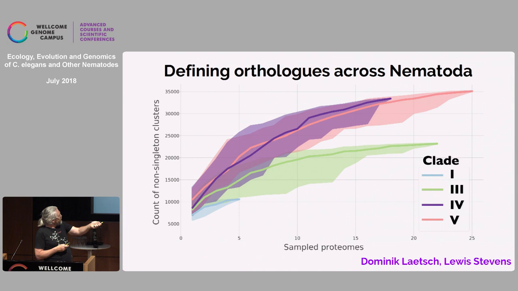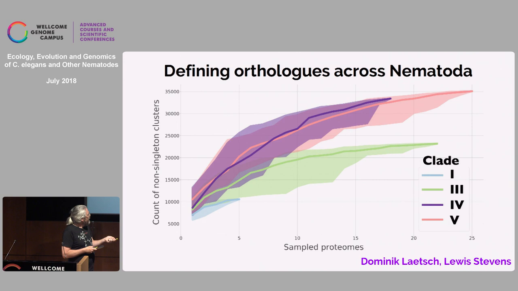What's really surprising is clade 3, which is a clade which is full of parasites. There are no free-living species in here. Clade 3, the asymptote looks to be heading for 25,000 proteins at maximum. So this is not because of undersampling of clade 3. We sampled right across the diversity of clade 3. It's not because of the close relatedness of the nematodes in clade 3. We sampled from right across the phylogenetic disparity in the clade. So it does look really like clade 3 have much reduced diversity in their genomes compared to clade 4 and 5.